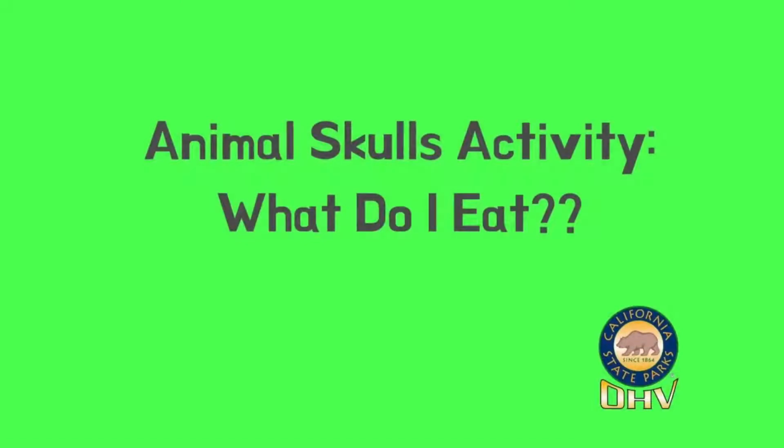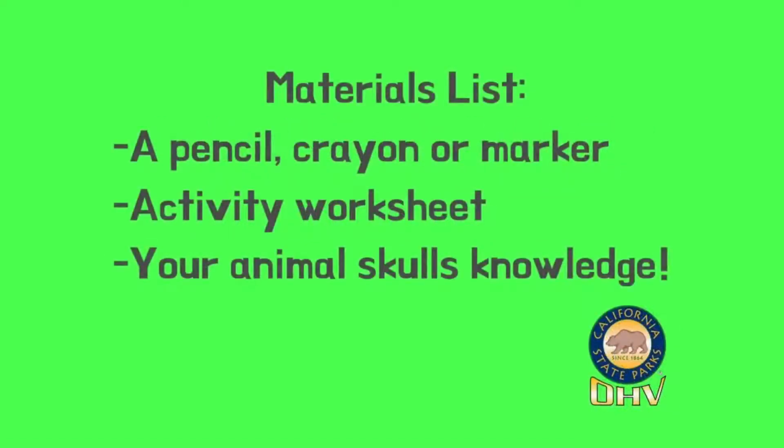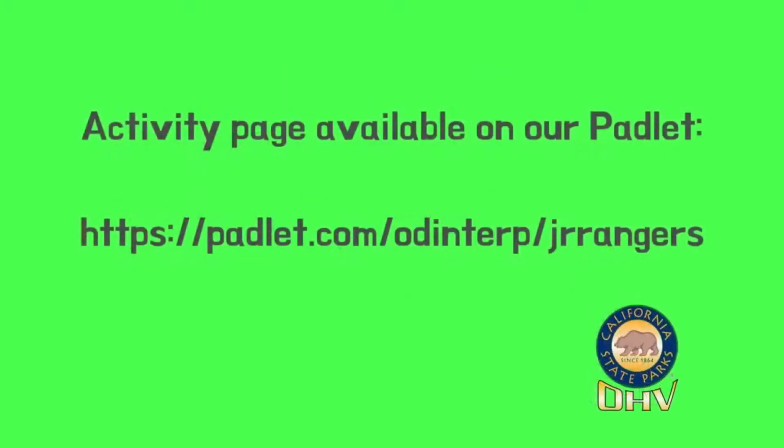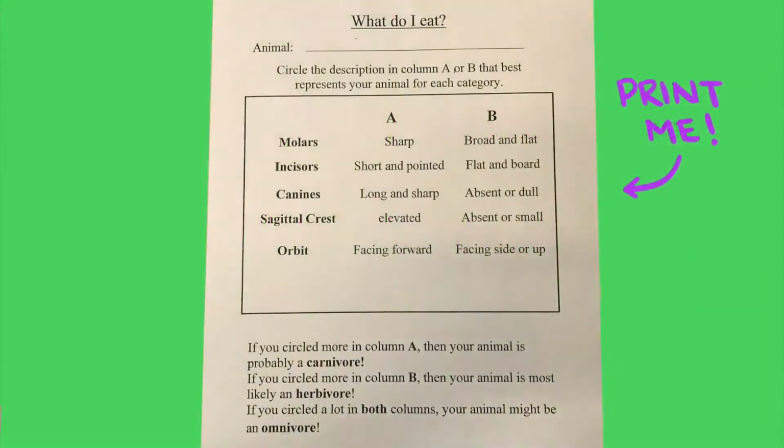Are you ready for an activity? It's called What Do I Eat? Here's the materials you'll need. Here's where you can find the activity page. If you don't have a printer, don't worry. Just recreate it on a paper you already have. Here's how it's going to go down.